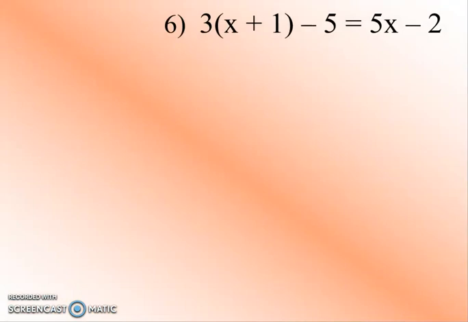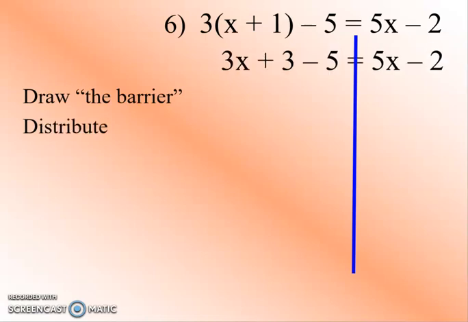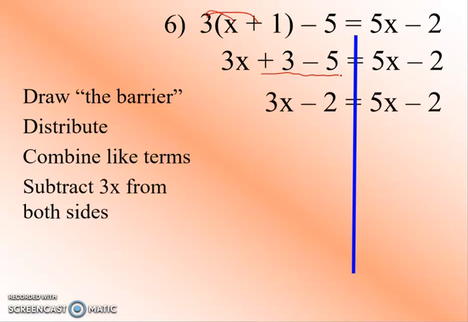Getting up in difficulty, take a deep breath. Here's what we're going to do. All right, after you draw the barrier, you're going to expand first. Get rid of all the brackets. Remember, we multiplied the 3 times both of them. Then we're going to simplify both sides by combining the like terms. Not a lot to do there, just the positive 3 and the negative 5.